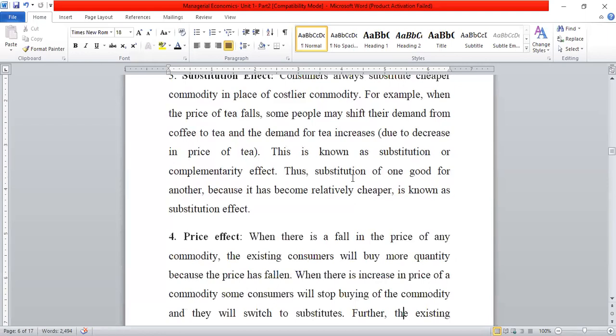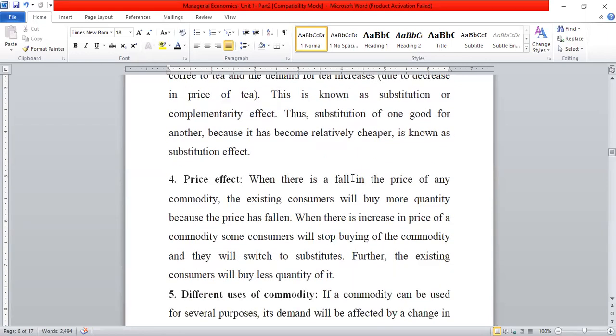Next, we have to talk about price effect. When there is a fall in the price of any commodity, the existing consumers will buy a greater quantity because the price has fallen. We already said this is the law of demand. When the price has fallen, the consumers will buy more.